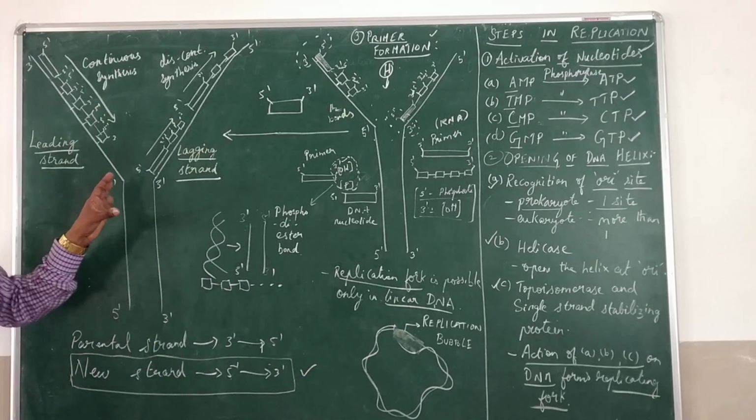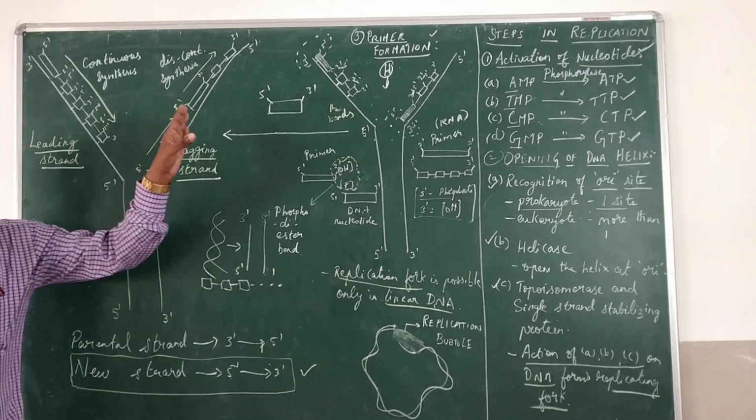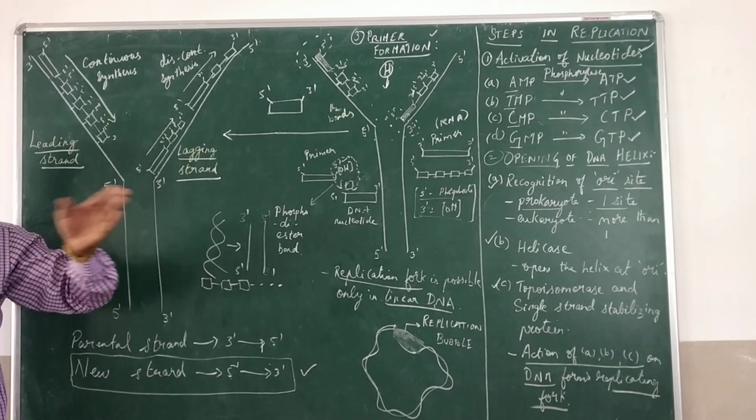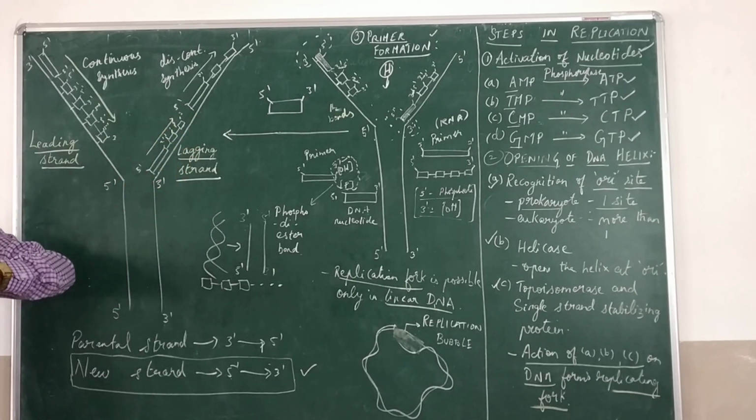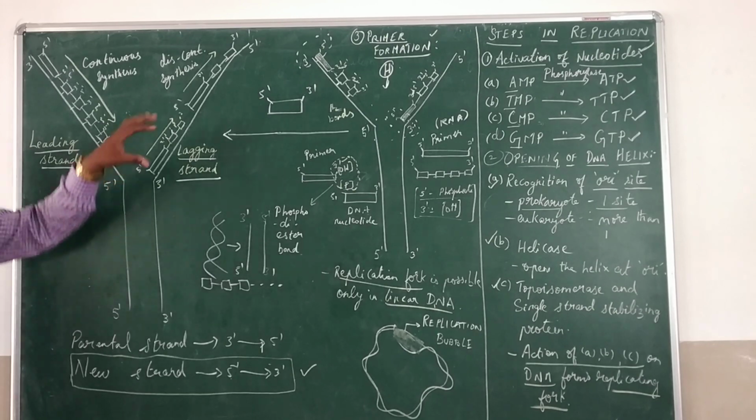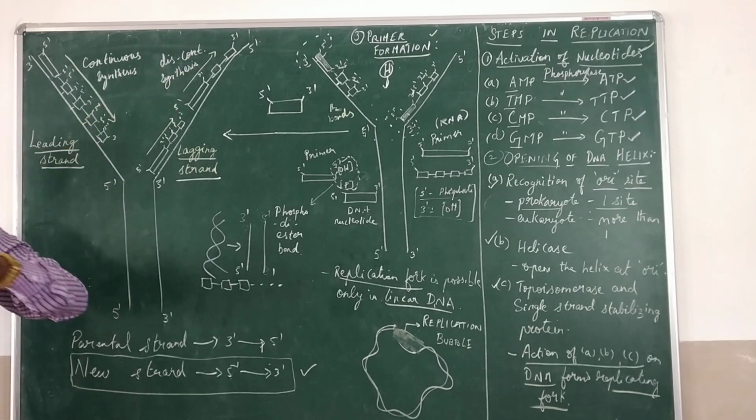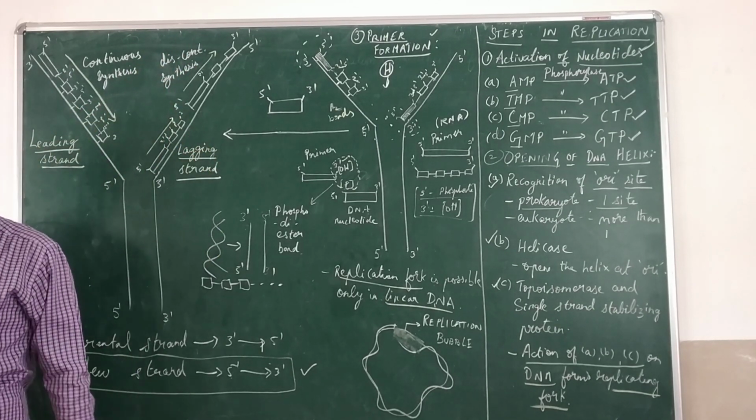Okay? So, we have got the leading strand and lagging strand, but we are yet to separate it completely. So, we will see what is happening when they get separated and how these fragments are being joined together and what are these fragments further. Okay? Copy it.